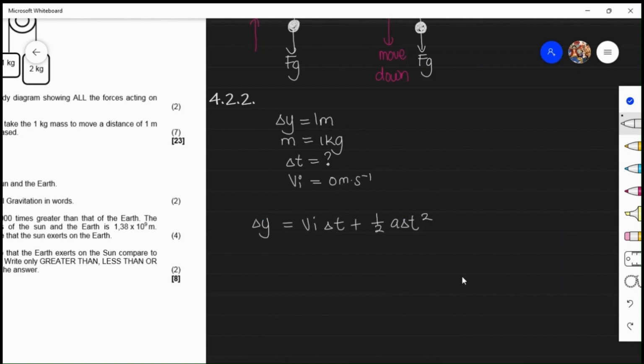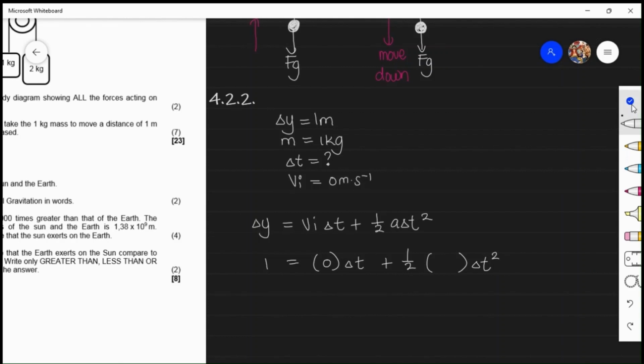Now, let us try to substitute into this equation. So we have displacement as 1 meter. We have initial velocity as 0. We have delta t as our unknown, that is what we are looking for, plus 1 over 2. Now we do not have acceleration. We need to now try and get acceleration. We do not have that. So let us now try to figure out how we are going to find acceleration.